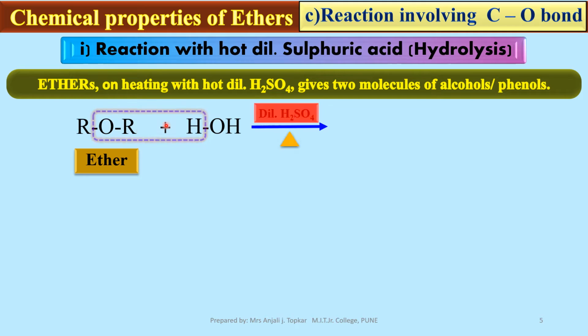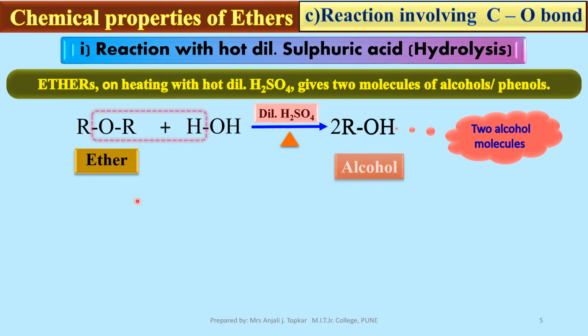As we can see here, the highlighted part which carries ROH is removed, and OH combines with R. Thus, formation of two molecules of ROH is seen here. Let's see the example.